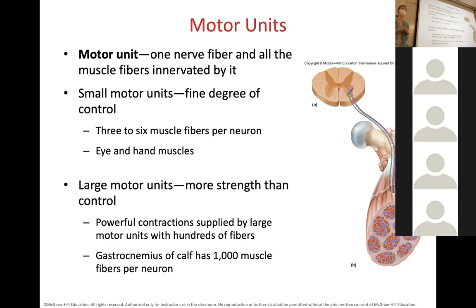We don't really have a whole lot of dexterity with our calf muscle, right? We can't do a lot of the things that we can do with our fingers with our calf muscle. It doesn't have that dexterity or that fine degree of control, but it has a lot of power. So when you push up off of it, you can push the entire weight of your body, basically. So that's the main difference between small and large motor units.